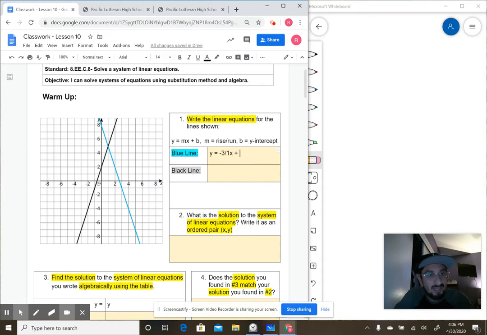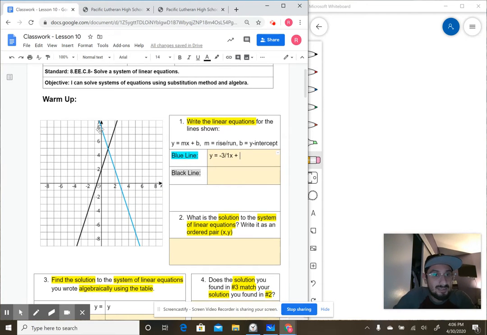plus b, and you can see this line crosses at 8, so plus 8. Then y equals, for the black line, you can count it. It goes 1, 2, 3 over 1, so it's 3 over 1, x, and this one crosses at 2. So let's simplify the equation a little more. Negative 3 over 1 is negative 3x plus 8 equal to 3x plus 2.